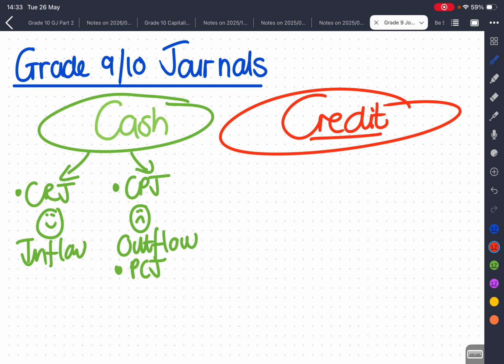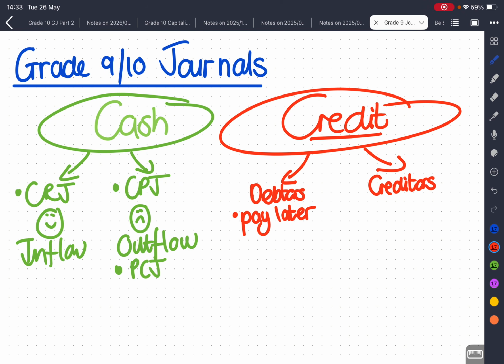Then I go across to credit. What is the difference between the credit and the cash? So I've got 2 categories for the credit journals. I've got debtors and I've got creditors. Now, the big difference with credit is there's no cash involved. So you're going to make a note here that these people will pay later, the debtors. And in creditor's side, it would say, I will pay later.